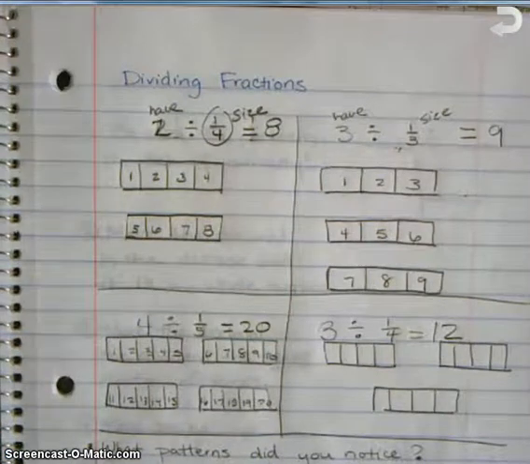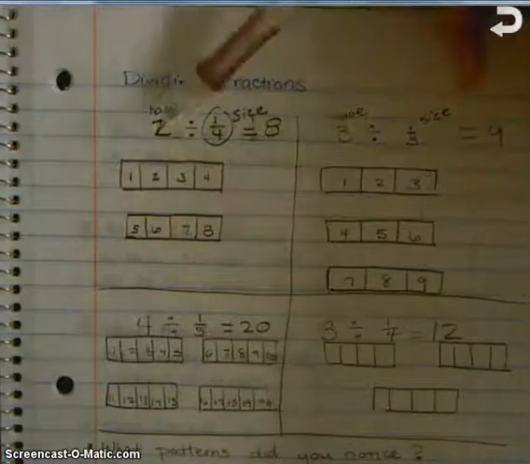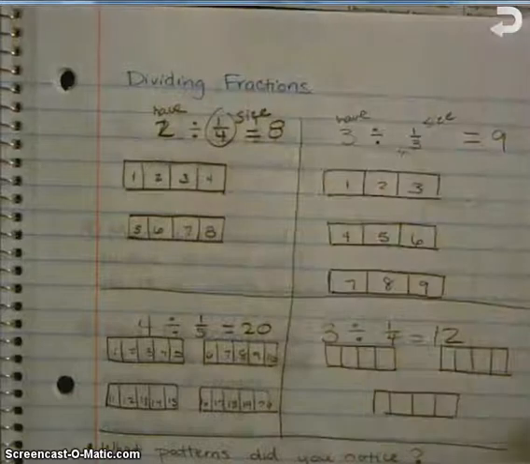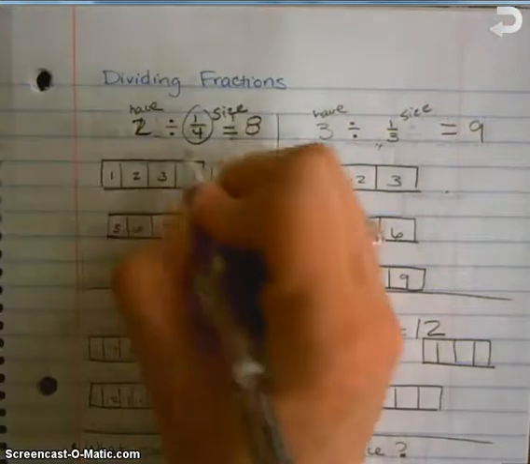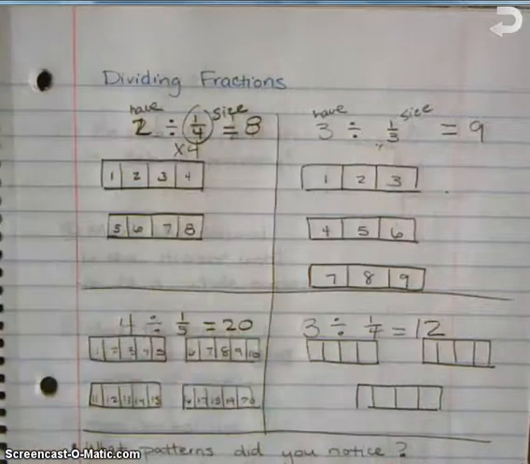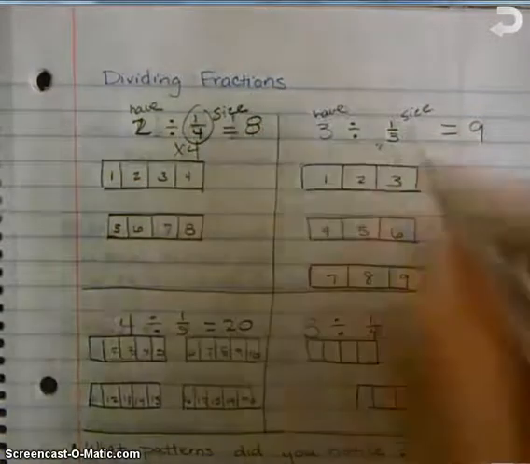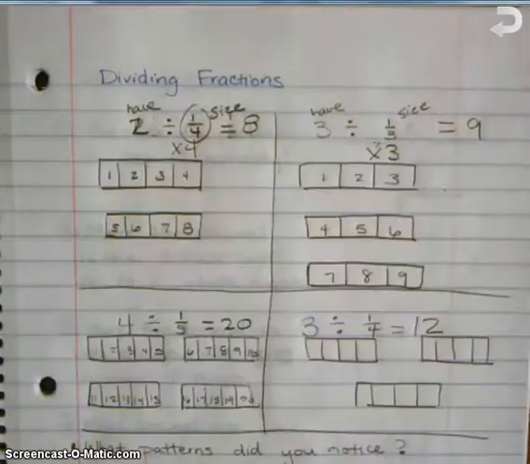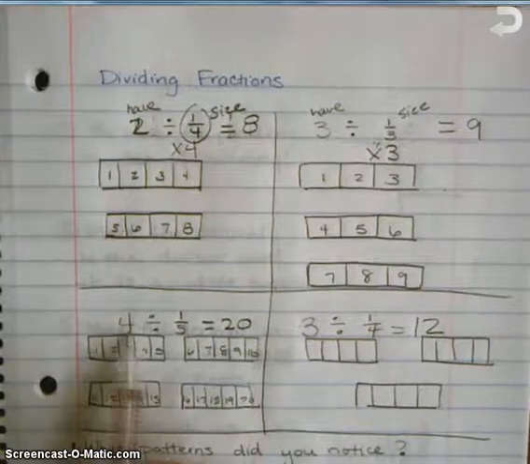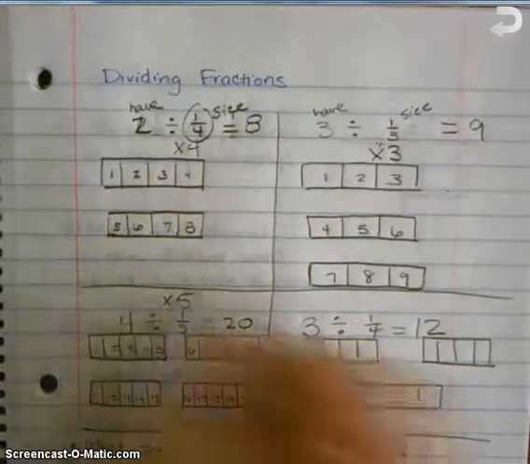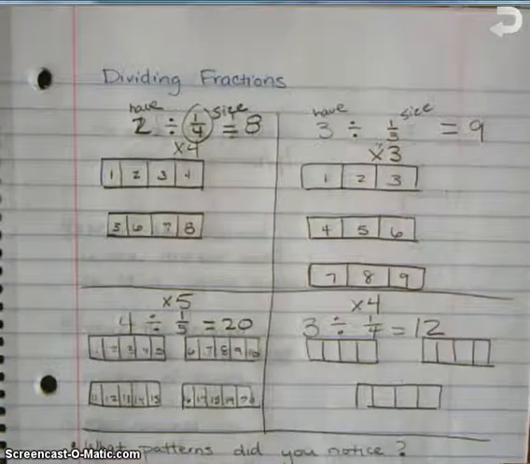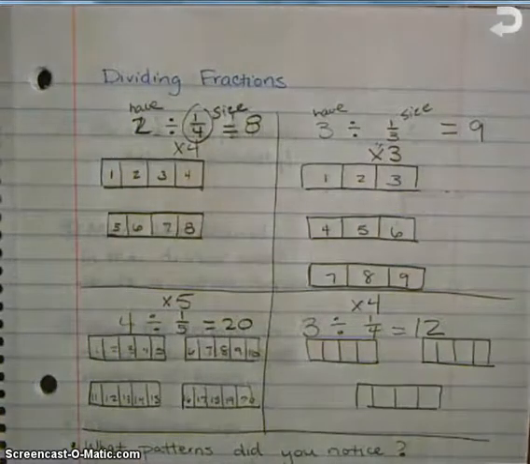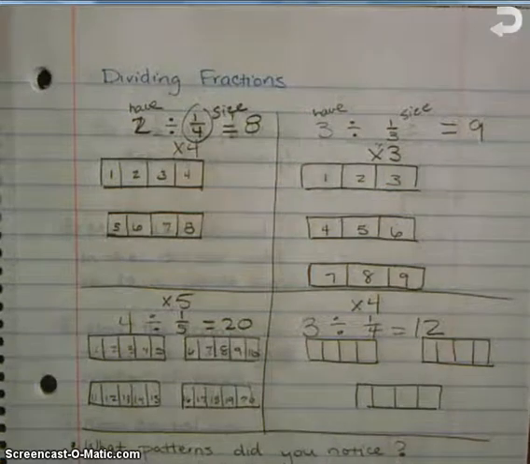Well, let me go over the pattern that I see. I know 2 to 8. How do I get there? If I'm just looking at the numbers 2 and 8, really 2 times 4 equals 8. And from 3 to 9, I could just multiply by 3, right? But 4 to 20, I could multiply by 5. And 3 to 12, I could multiply by 4. So that's the pattern that I noticed. I noticed that my answer is really multiplication.